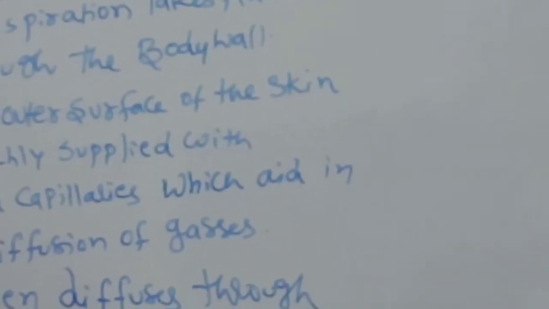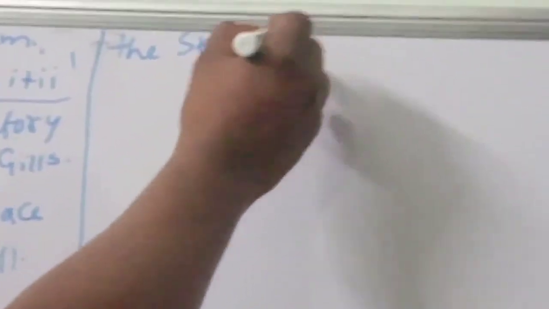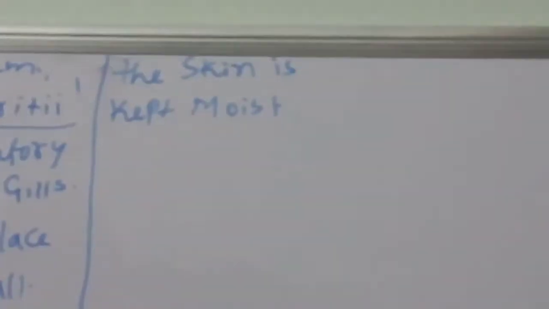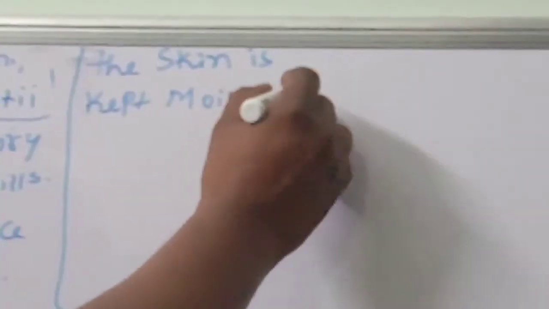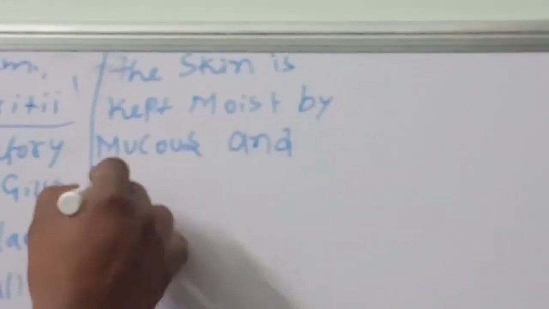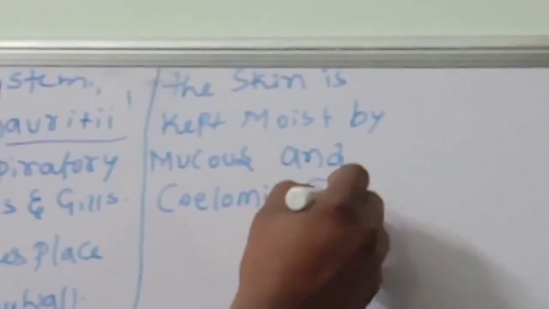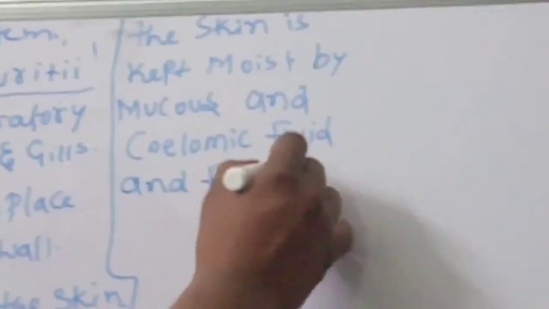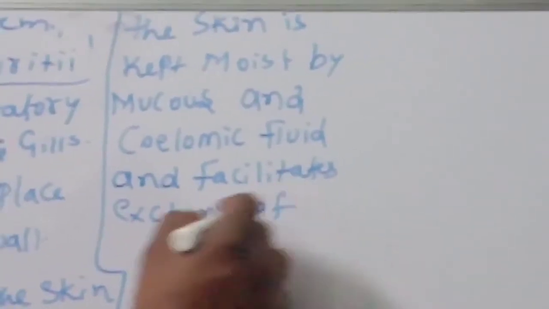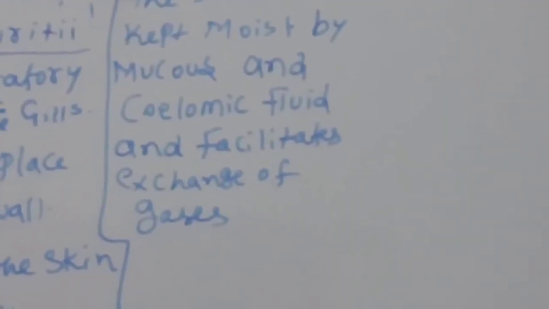Okay, children. The skin is the next point. The skin is kept moist by mucus and coelomic fluid and facilitates exchange of gases. Okay, children, like this you should remember.